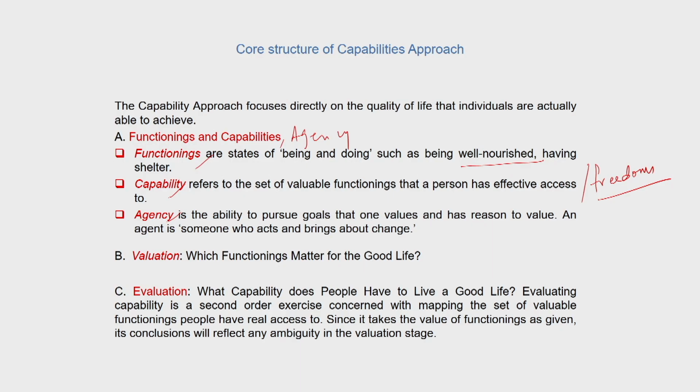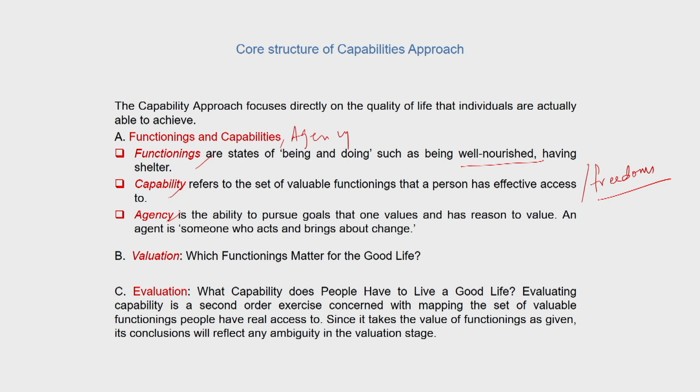Now, there are two associated concepts which are at the core structure of the capabilities approach. One is valuation and the other is evaluation. Valuation basically asks the question: which functionings matter for the good life? Here Sen argues that the correct focus for evaluating how well off people are is their capability to live a life we have reason to value, and not their resource wealth or subjective well-being.